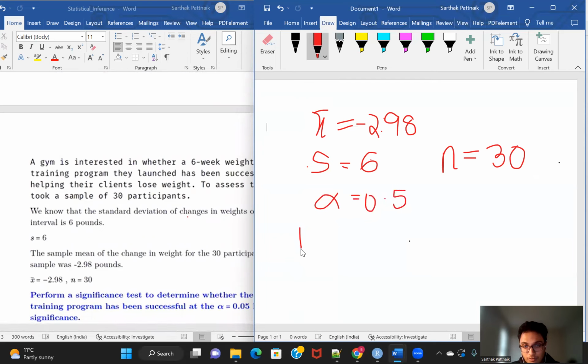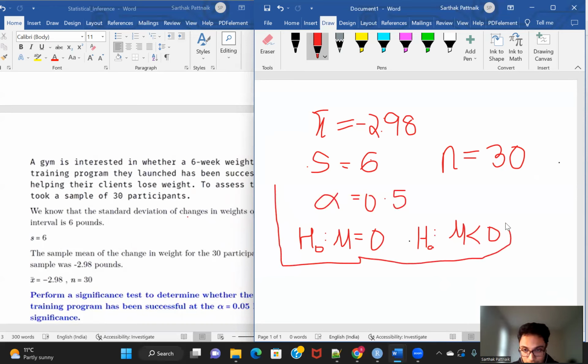This is our alpha level. Now we need to set up the hypotheses for null and alternate. The null hypothesis is the hypothesis of no change. So we'll say that the mean difference of weights before and after is 0. And we have to set up our alternative hypothesis. We need to find evidence that the weight loss program was actually effective. Therefore, we need to only consider the less than part of the alternative hypothesis. This is my alternate hypothesis. This covers my step number 1.